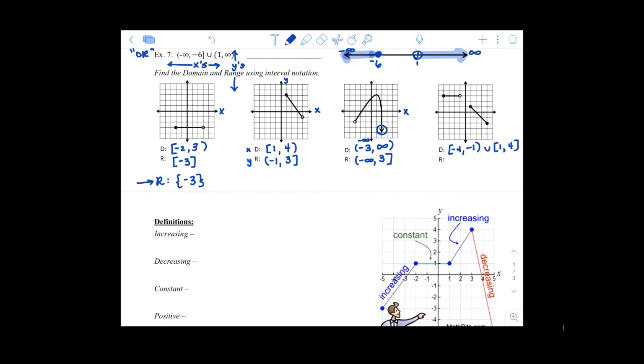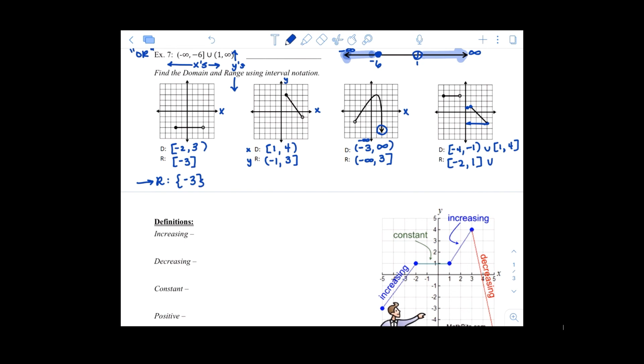Your range on this one is kind of a weird one again. You're still going to go low to high. The lowest point of this graph is here at negative 2. So we've got a bracket at negative 2 because it's closed. The highest portion of that chunk of graph is here at positive 1. And here's where it gets weird.